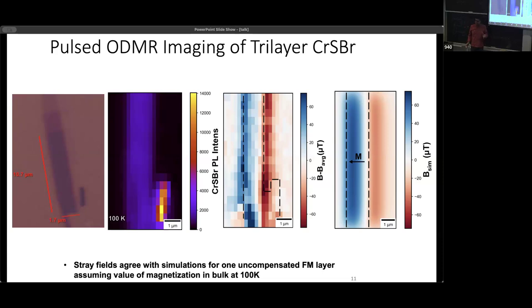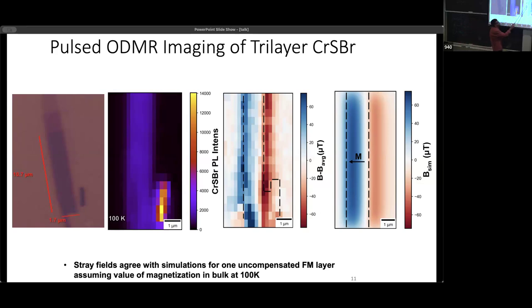One of the very nice things about chromium sulfur bromide is that it also has photoluminescence. If you shine a laser at it, it gives out light. So you can use this in your microscope to see what the sample looks like. This is the light coming out from this sample. Then we do this magnetic resonance measurement, and we measure the magnetic field that is coming from this three-layer sample.